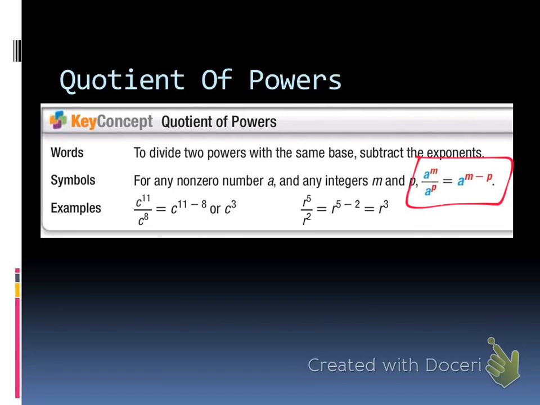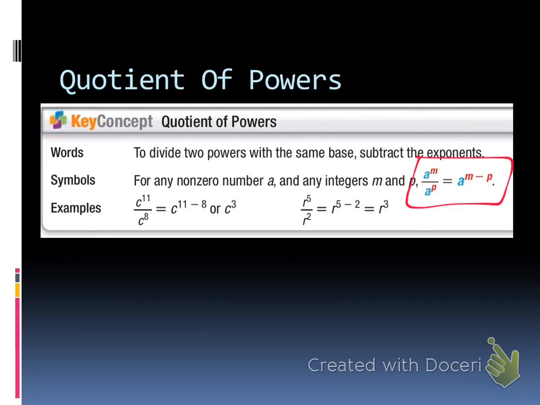Once we start dividing, this is going to get a little bit more complicated than just add or multiply. This quotient of powers, in my opinion, is one of the most important exponent rules you can know. Because if you know this rule, then you can figure out any problem I hand you.